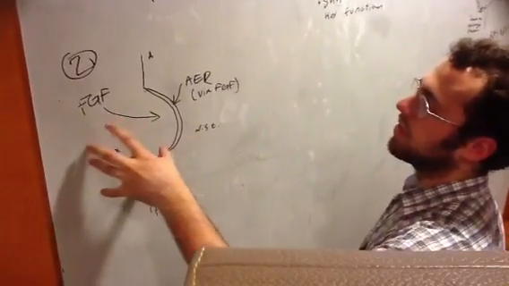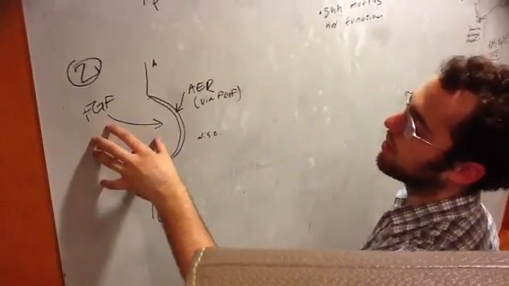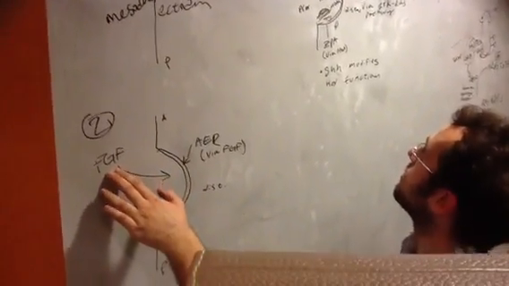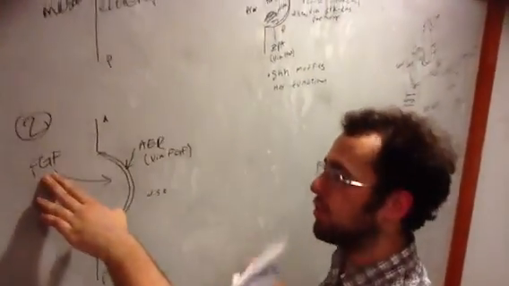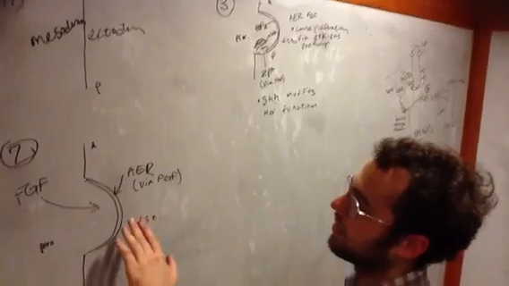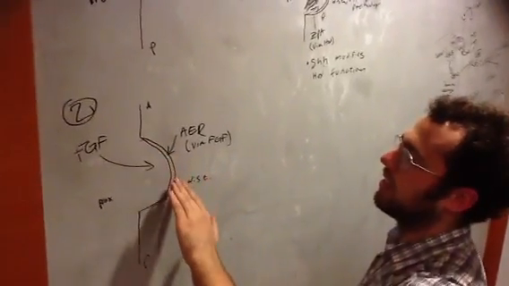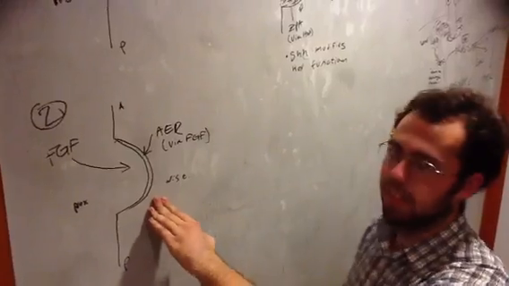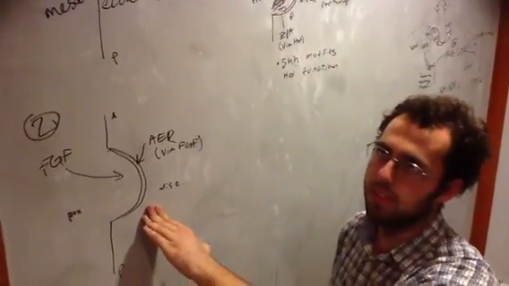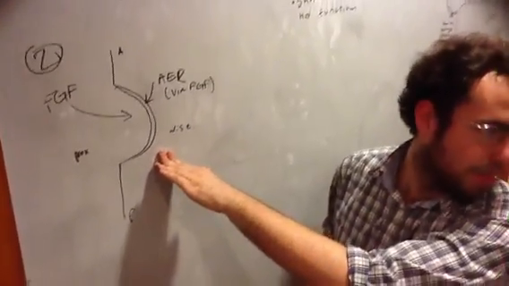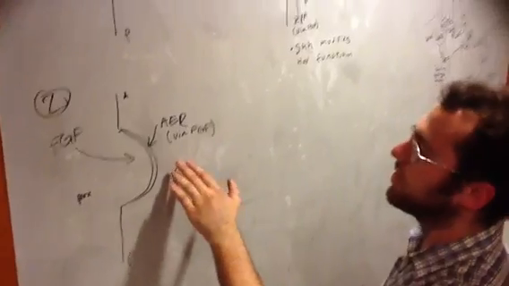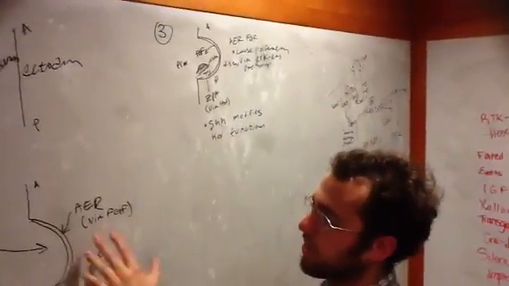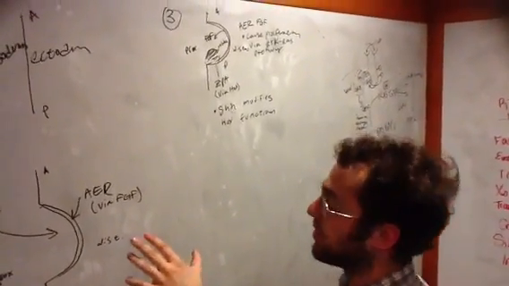The mesoderm tissue starts secreting FGF, which is a growth factor, which we'll talk about later. It induces the production of the AER, the apical ectodermal ridge. So that's formed because of FGF.